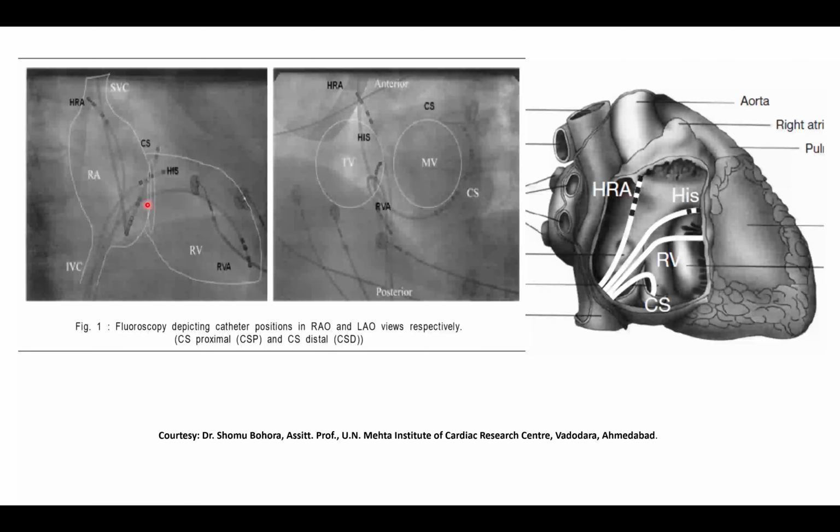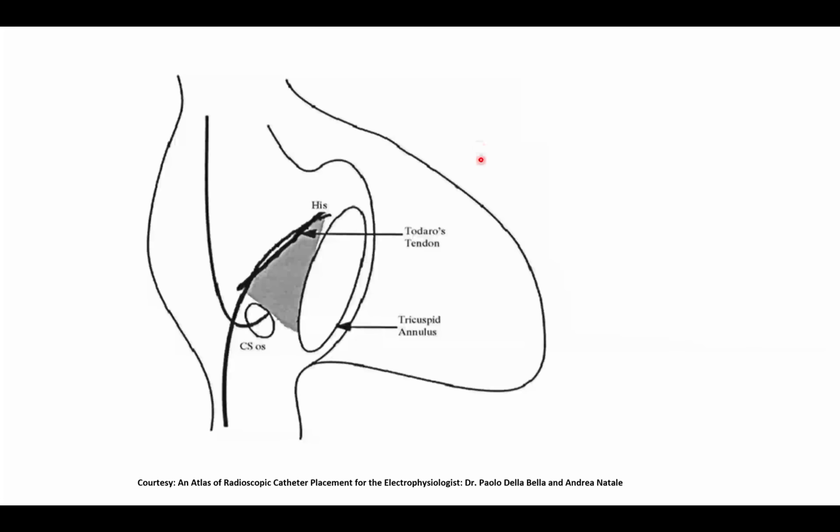The next catheter we use is the HRA, that is the high right atrium, which is usually placed into the RA appendage because it is stable and sits there. So this is the typical placement of catheters in the electrophysiology lab. For us as electrophysiologists, these are the basics we should know.